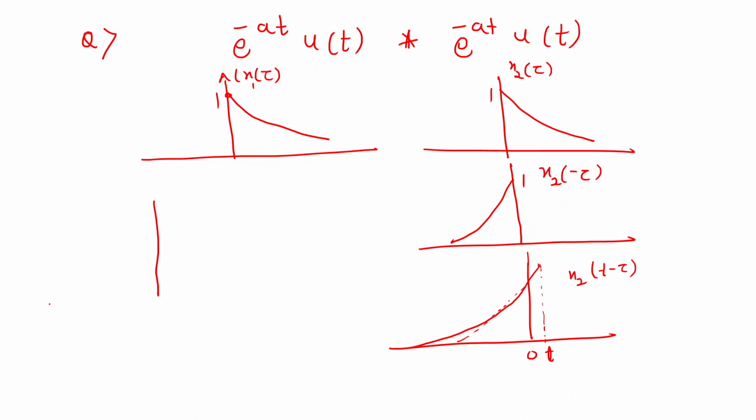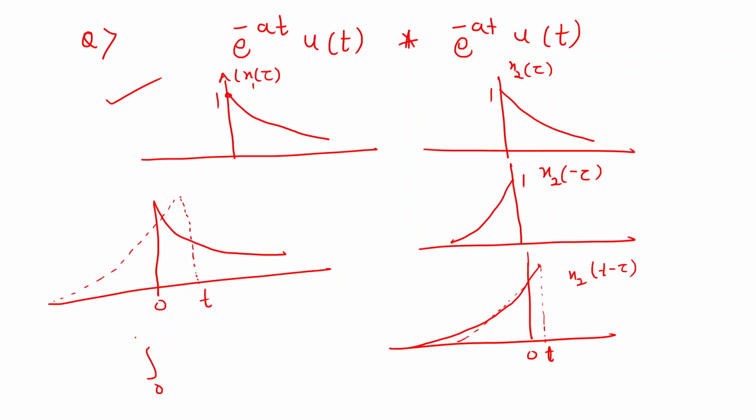Now I'm just doing it here for you. This is the first signal. Now the second signal is something like this. Now you just need to find out, this is 0, this is t. Now you just find out the area. What is the area? 0 to t, e to the power minus a tau into e to the power minus a tau, d tau.